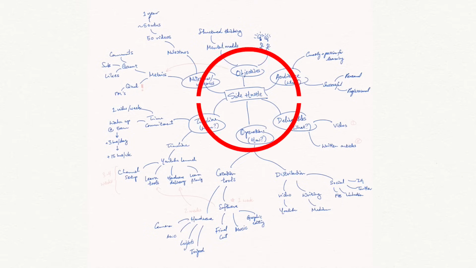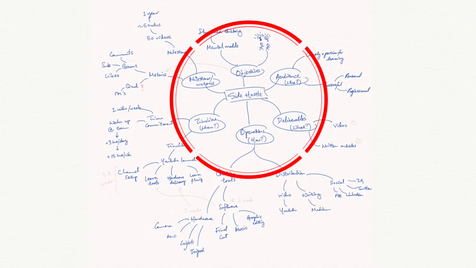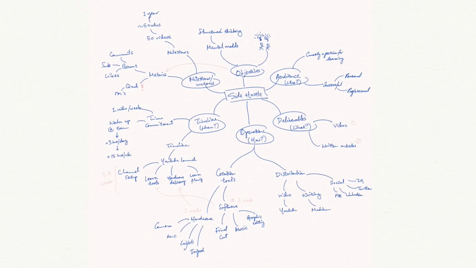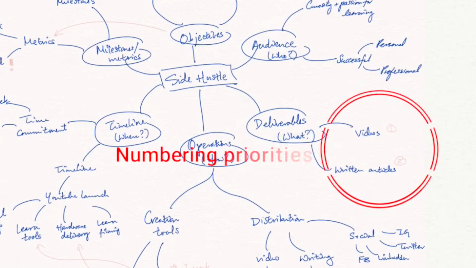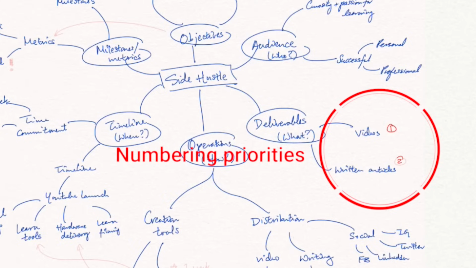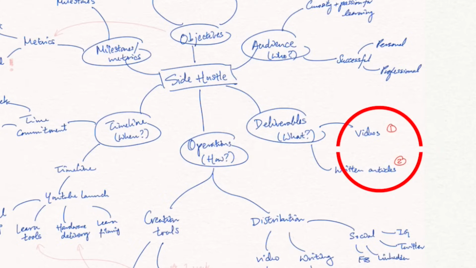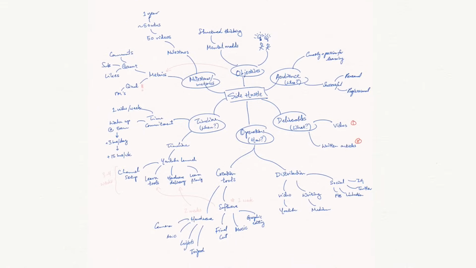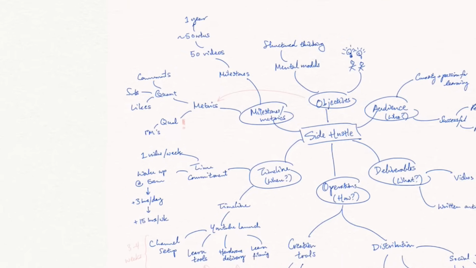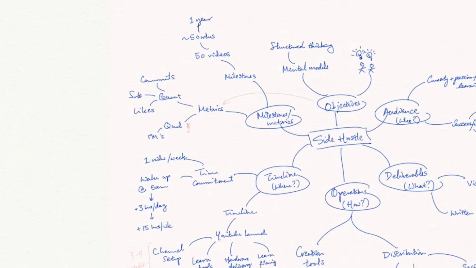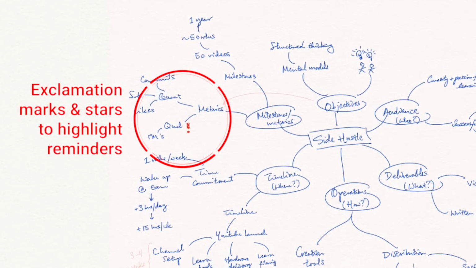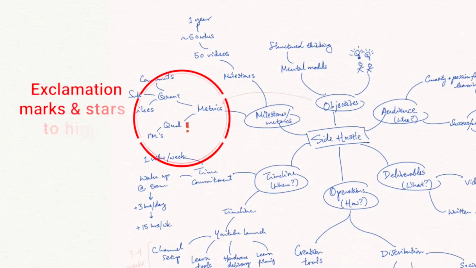First, you'll notice that the main topic is in a box and the main subtopics are in circles. This visual aid immediately tells me the high-level structure of this project. I also use numbers to indicate importance and priority. Here, for example, I'm prioritizing videos over blogs. Stars and exclamation marks call attention to key information and actionable steps. For example, in the early stages of this project, I would prioritize qualitative feedback like private messages over quantitative metrics like subscribers, because scale doesn't matter as much as discovering my audience at this point. So I would put an exclamation mark next to this.